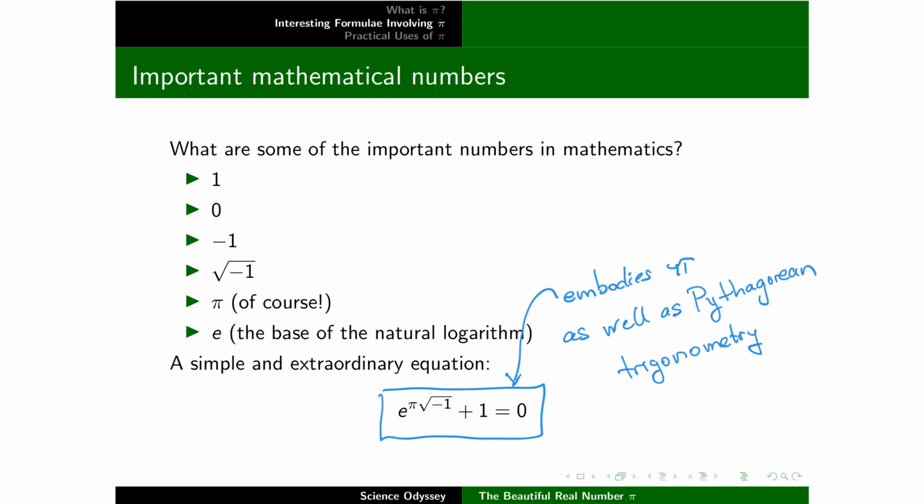And what mathematicians like about this formula is that hidden inside it is the Pythagorean Theorem as it arises in trigonometry, so the relation of inscribed triangles within circles. So this is a very beautiful equation that mathematicians feel ought to be put on t-shirts.